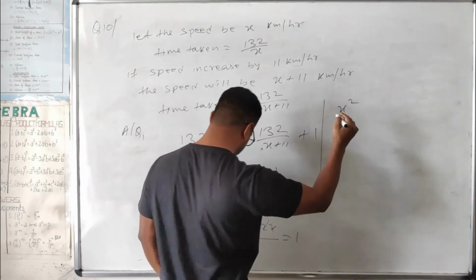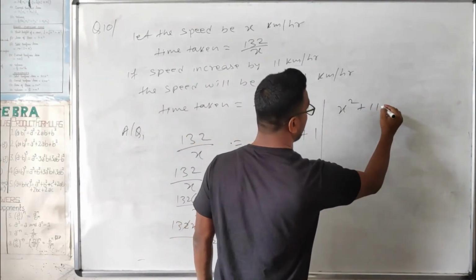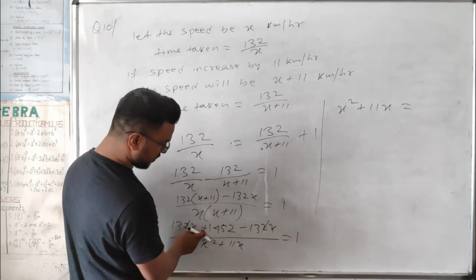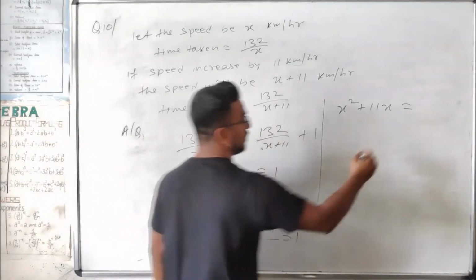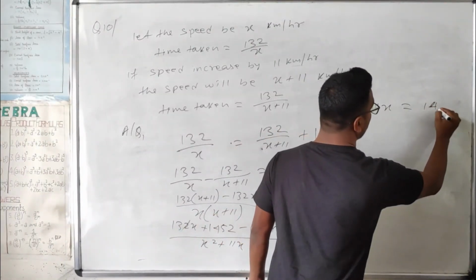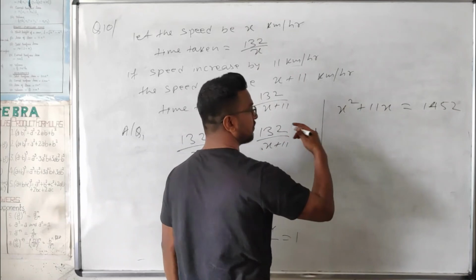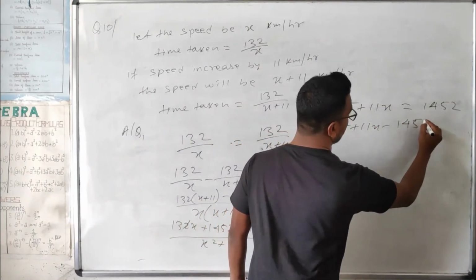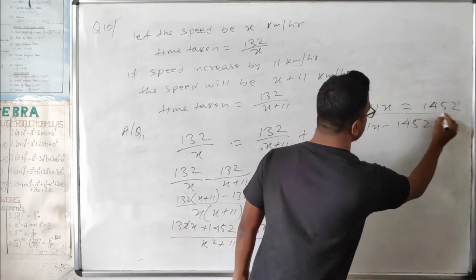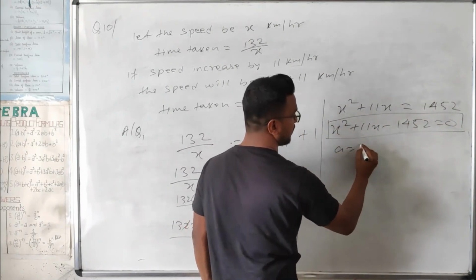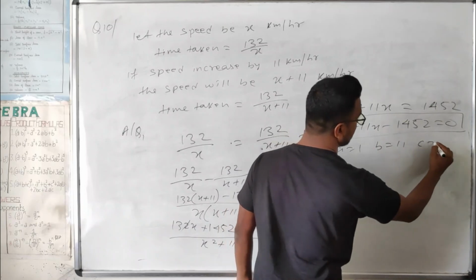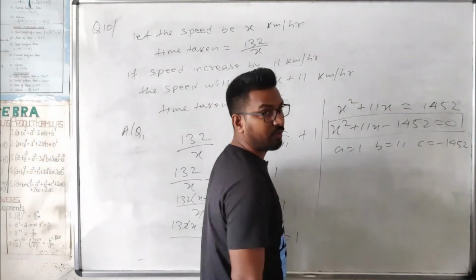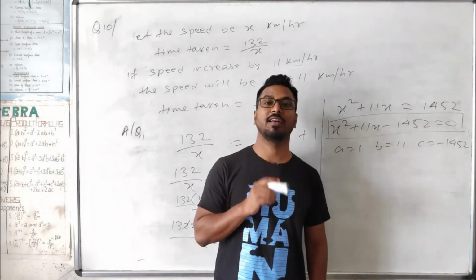Now if you take this one to the other side, it will become x square plus 11x, and on the left hand side what will be left? Plus 1452. Okay, so bring it to the other side: x square plus 11x minus 1452 equals 0. So this is the quadratic equation. What is a here? a is 1, b is 11, and c is minus 1452. So try to put this one in the quadratic formula and find the roots.